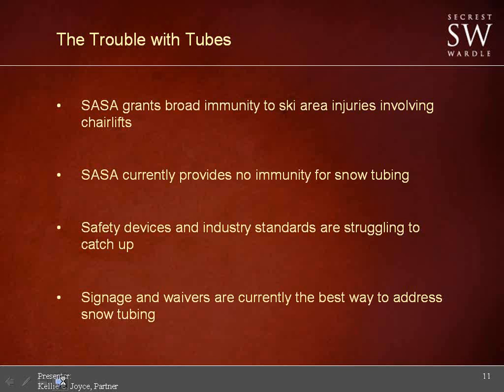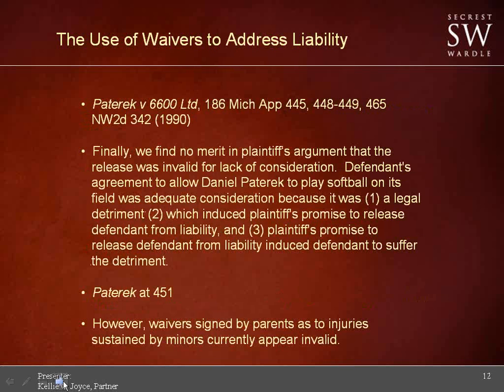Now, speaking of waivers, I'd like to talk a little further about waivers in order to address liability. I put a case, Paterick versus 6600 Limited. It's an older case, 1990. That case basically says that waivers are valid, they are legit, they are upheld in court. They will be upheld as to an adult. If there is a waiver that an adult signed, it will be upheld. In the Paterick case, essentially, there was a man playing softball. He signed a waiver, and then he played softball and was injured. The court upheld the waiver that he signed, and his case was dismissed.